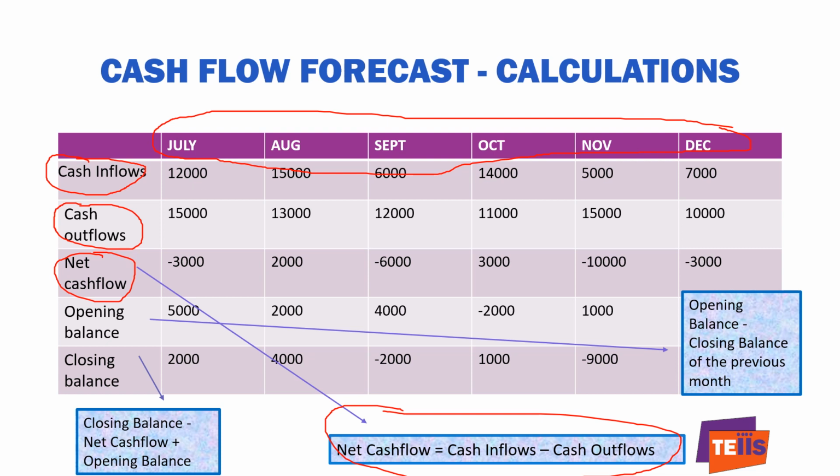So if you think of July, in July, you've brought into the business £12,000. You have in fact spent £15,000. So your net cash flow is minus £3,000. But you started the month with £5,000 in the bank, so your closing balance is £2,000. So it's really simple. All you have to be able to do to calculate your cash flow forecast is add up and subtract.